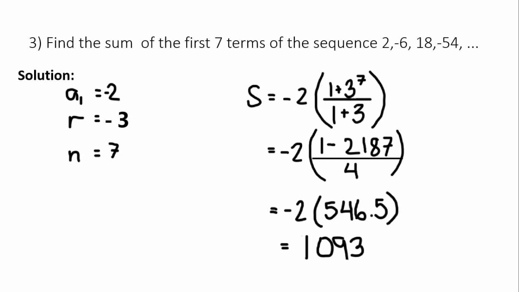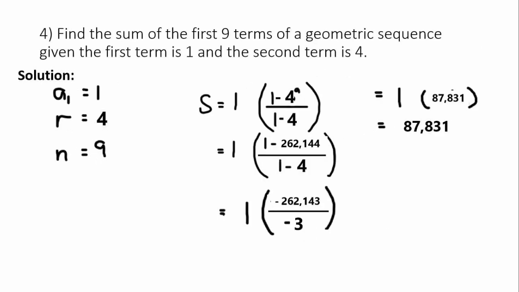Number 3. Find the sum of the first 7 terms of the sequence 2, negative 6, 18, and negative 54. The a sub 1 is 2, the common ratio is negative 3, the n term is 7. S equals 2 times 1 plus 3 raised to 7 over 1 plus 3, equals 2 times 1 minus 2,187 over 4, equals 2 times 546.5, which equals the final answer, 1,093.